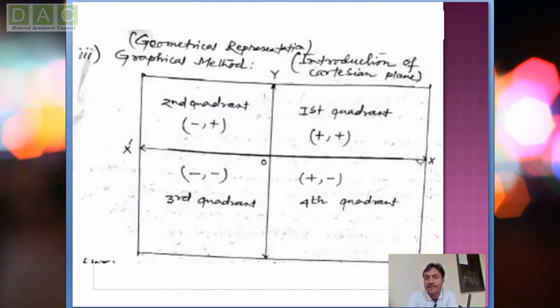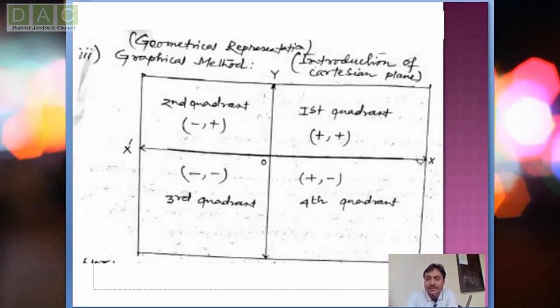Come to the third topic, that is geometrical representation, or we can say graphical method. Here, geometrical representation means in what situation or what could be the situation of the linear equations, and how it will be represented on the graph. That is what is called geometrical representation.